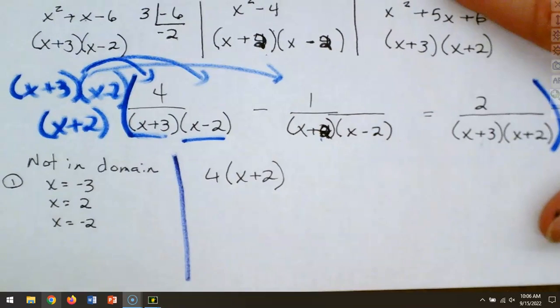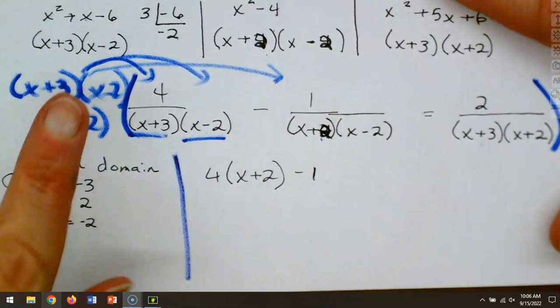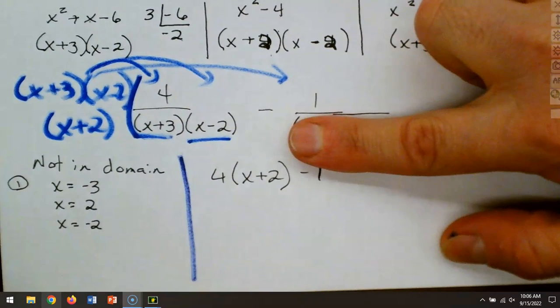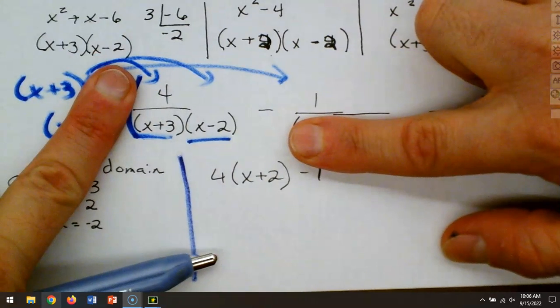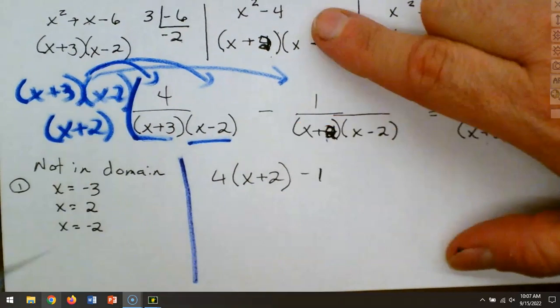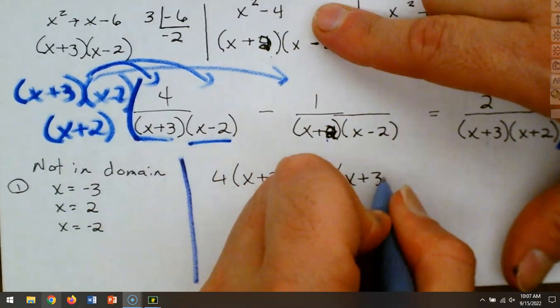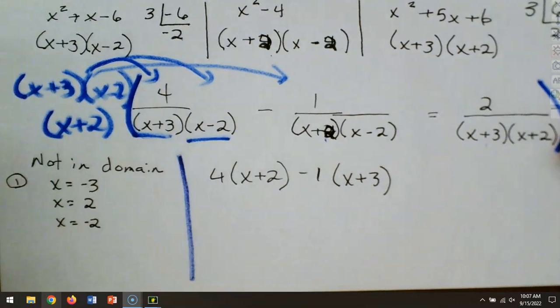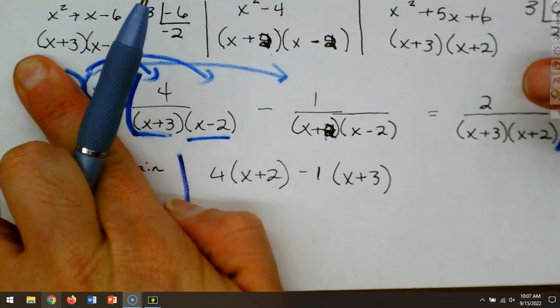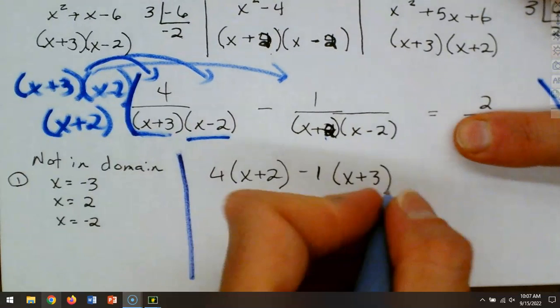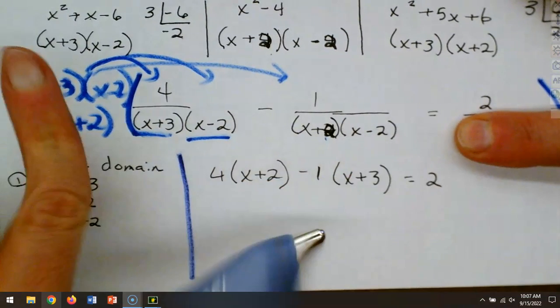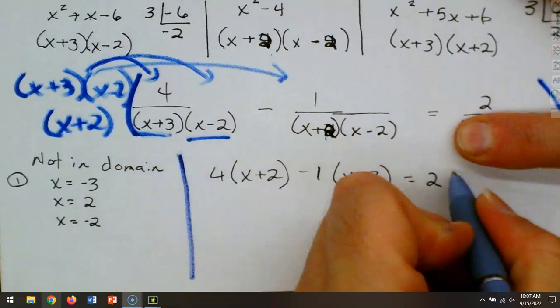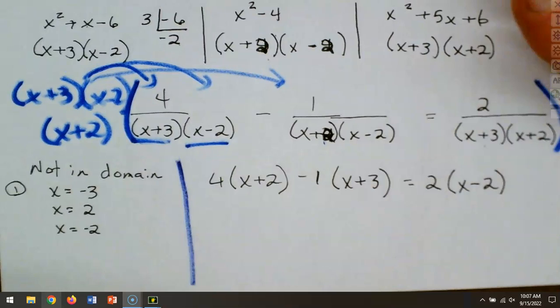What about the next part? We have a minus 1. And what happens on the next part? Those cancel, and those cancel. So what's left over? Minus 1 times x plus 3. And what about the last one? What happens here? Okay, we've got the x plus 3, x plus 2 are gone. So what's left over? 2. Okay, and those are gone. What's left with it? x minus 2. Is everyone okay with how I cleared that out?